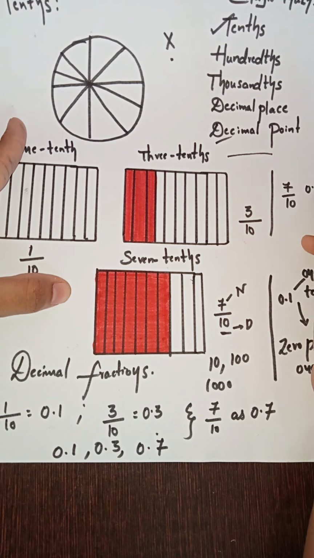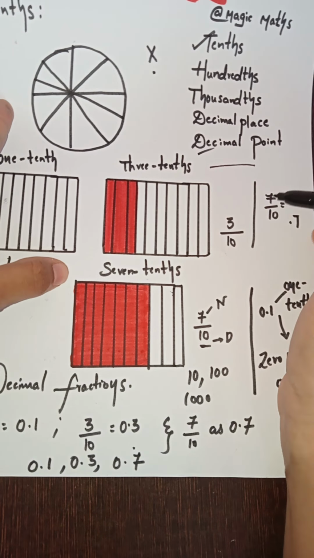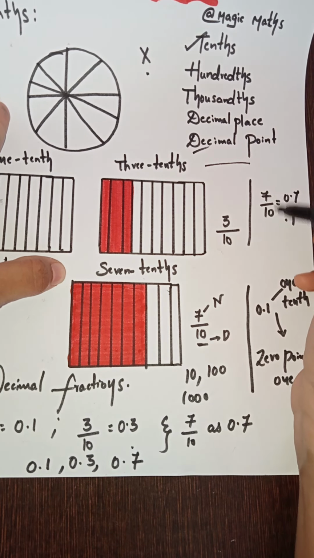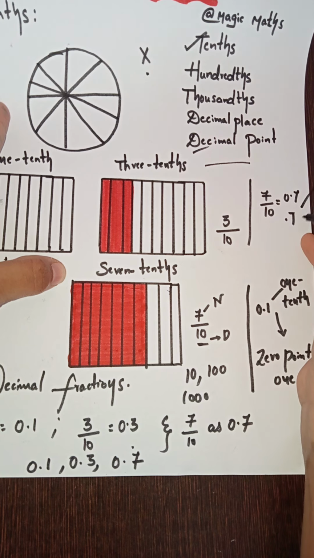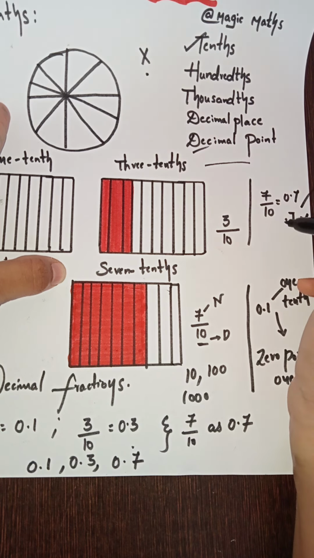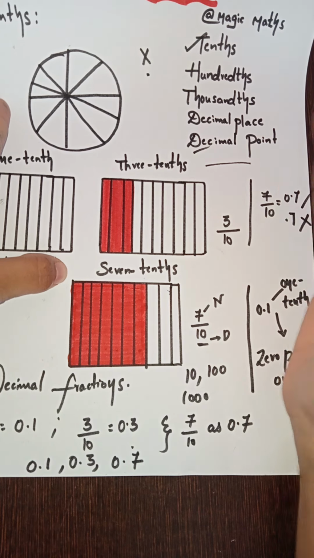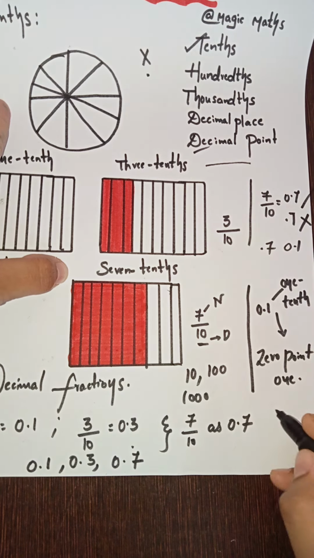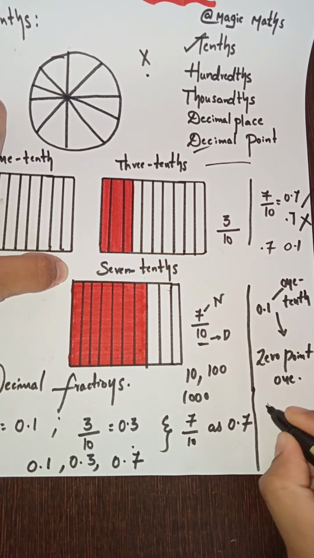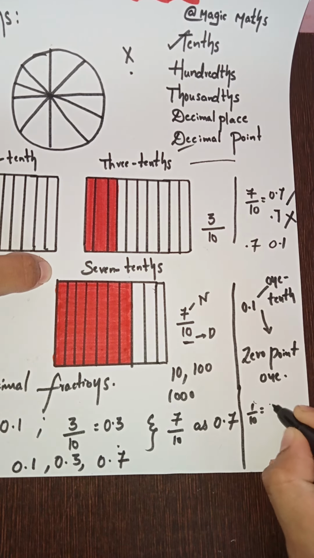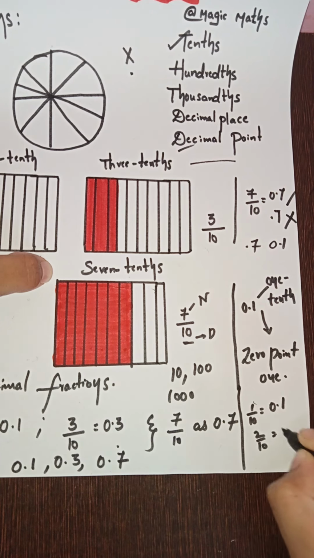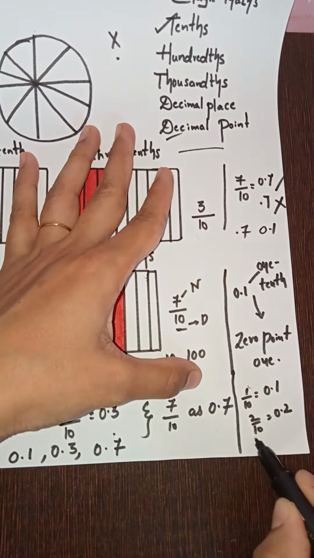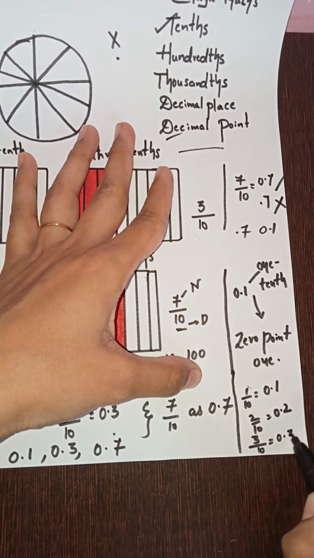Here you have to remember the convention: we write the decimal for a fraction like 7/10 as 0.7, not as .7. A 0 is put before the point in 0.7. Thus 1/10 is 0.1, 2/10 is 0.2, 3/10 is 0.3, and so on.